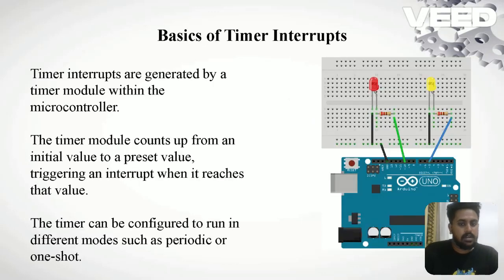Basics of timer interrupts. Timer interrupts are generated by a timer module within the microcontroller. The timer module counts up from an initial value to a preset value, triggering an interrupt when it reaches that value. So the timer can be configured to run in different modes such as periodic or one shot.